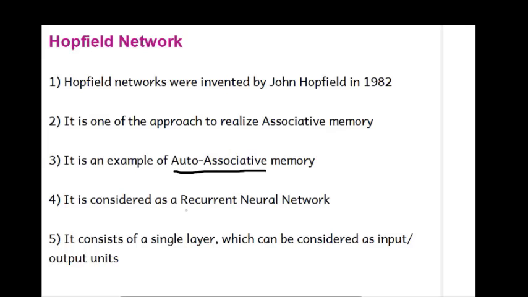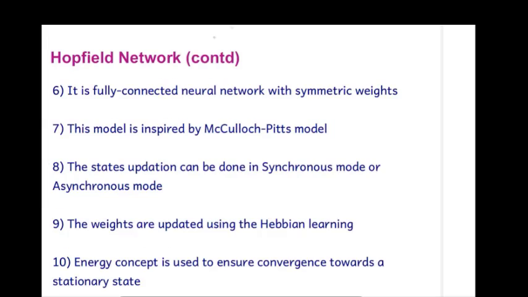Then it is considered as a recurrent neural network. It means we are using some feedback. In this case, a feedback mechanism is used. Therefore, we say it is an example of a recurrent neural network. Then it consists of a single layer. There is only one layer in this case. We don't have more than one layer. And the same layer is considered as the input as well as the output layer. There is only one layer, and that layer is itself the input as well as the output.